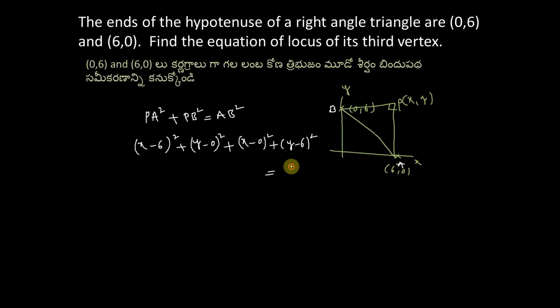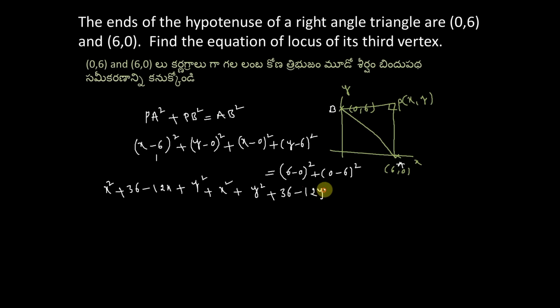AB square means (6 minus 0) whole square plus (0 minus 6) whole square. Now simplifying, this is in the form of (a minus b) whole square: x square plus 36 minus 12x. (y minus 0) whole square means y square, (x minus 0) whole square means x square. This is y square plus 36 minus 12y is equal to 6 square means 36 plus 36. Both sides 36 gets cancelled.